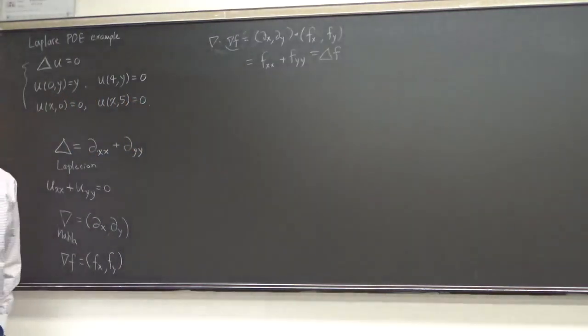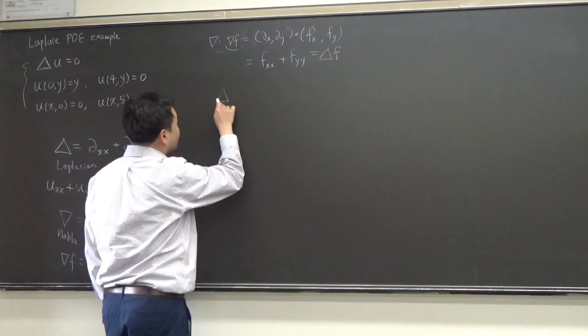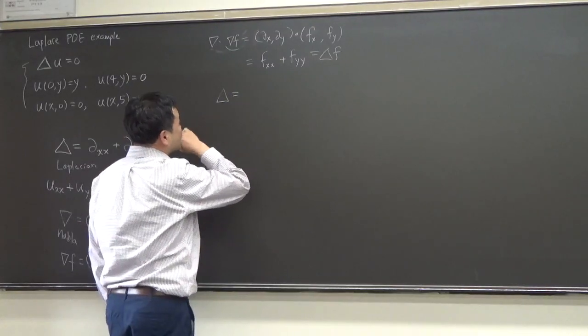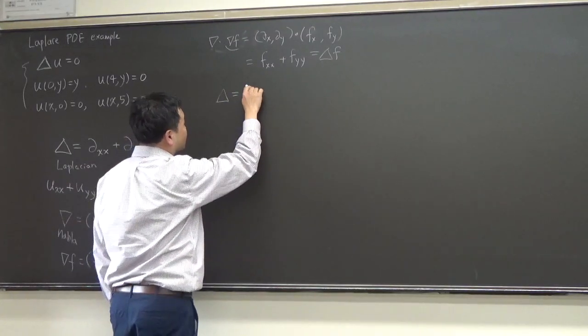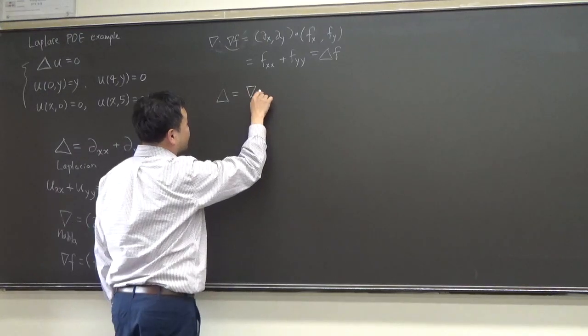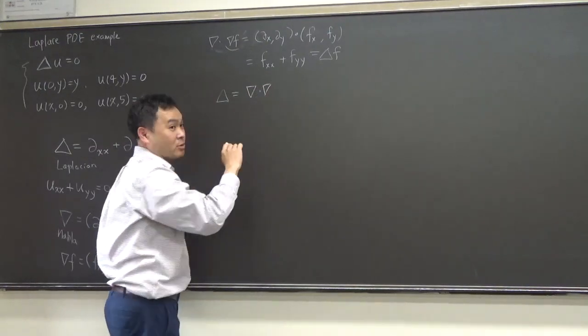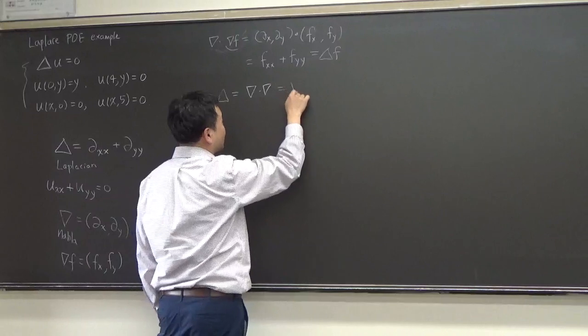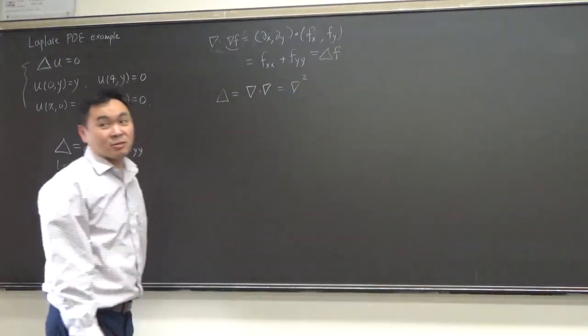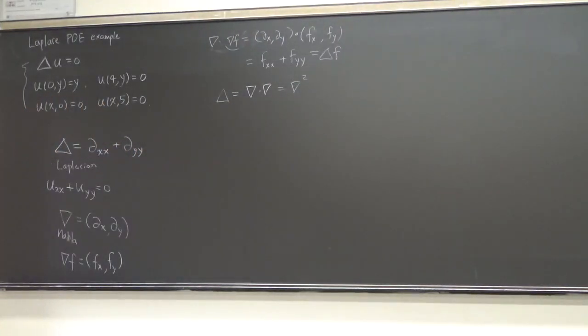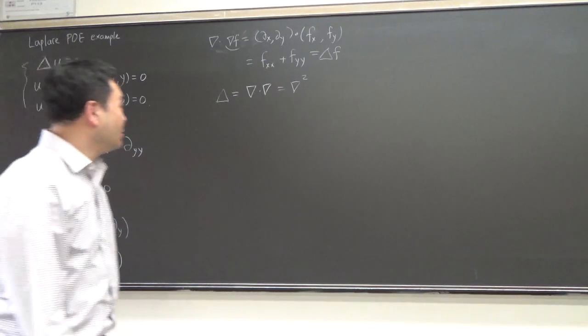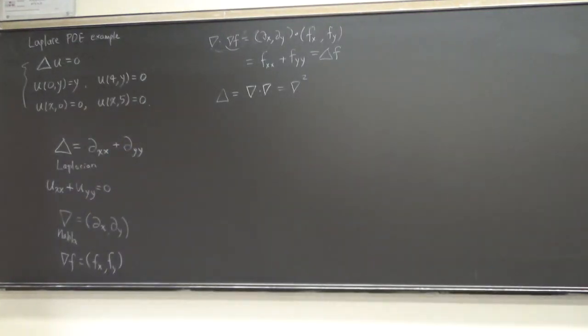So often in the literature, you'll see that instead of the Laplacian, this is written as nabla dot nabla, or sometimes people just write it as nabla squared. Just like that. That's how they write down the Laplacian. Okay, so that was just a notational explanation.